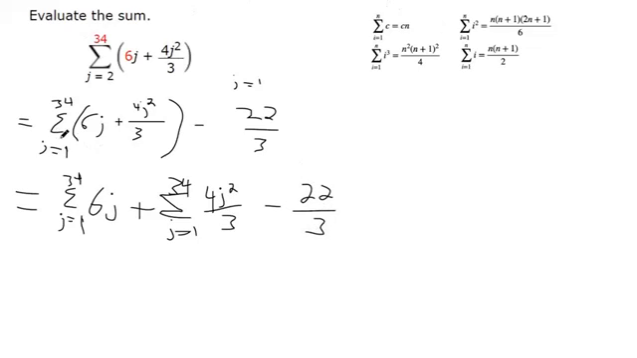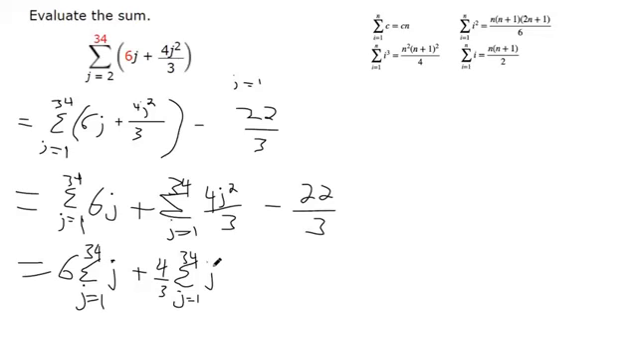Okay, so that's one cool property of the summation operator. It's like the distributive property. And then another part is that if you're multiplying by a constant, just go ahead and factor out that constant. Then over here, we got 4/3 I'm going to factor out. So I factored out the 4/3, so I'm left with j squared.